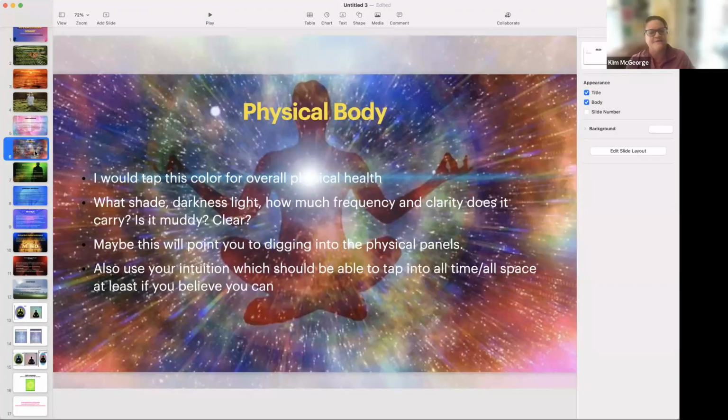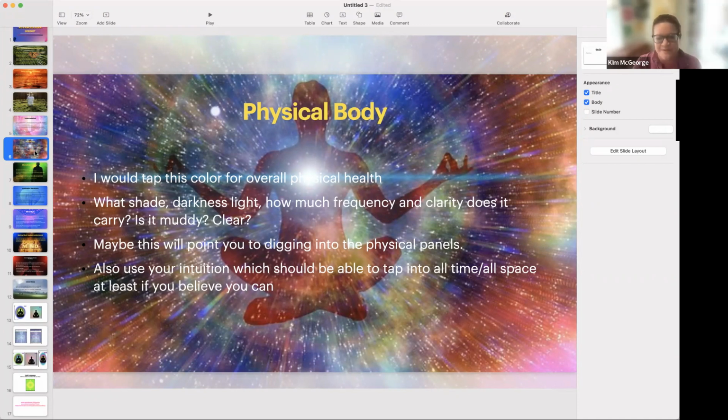In the physical body, again, of course, you guys probably already do this, but I'm looking for overall physical health. If I'm looking at this, what shade is it? How much light, how much darkness? What is the level of frequency? Which, as Denise kind of already referred to, has a lot to do with level of light. If there's a lot of brightness and a lot of light, it's automatically going to be a higher frequency. The clarity, is it clear? Is there a shadow? What color is the shadow? Is the shadow brown? Is the shadow gray? Is the shadow black? Is it absolutely black? Is it muddy? Is it clear? All those tiny differentiations of color tells us a whole ton of information.